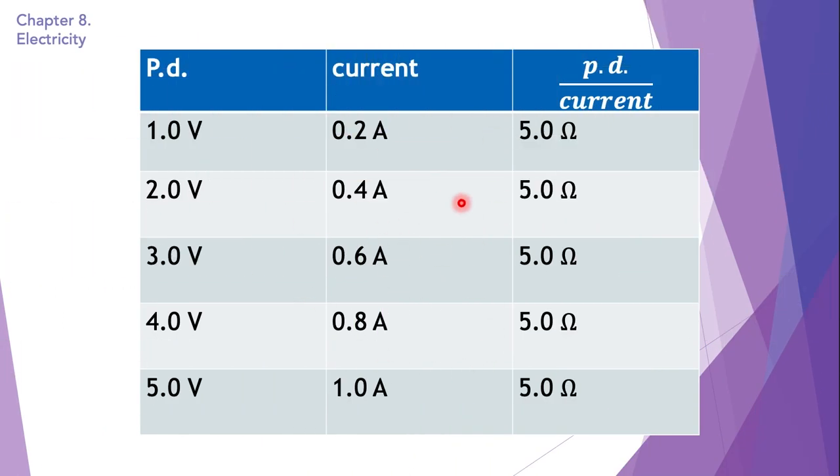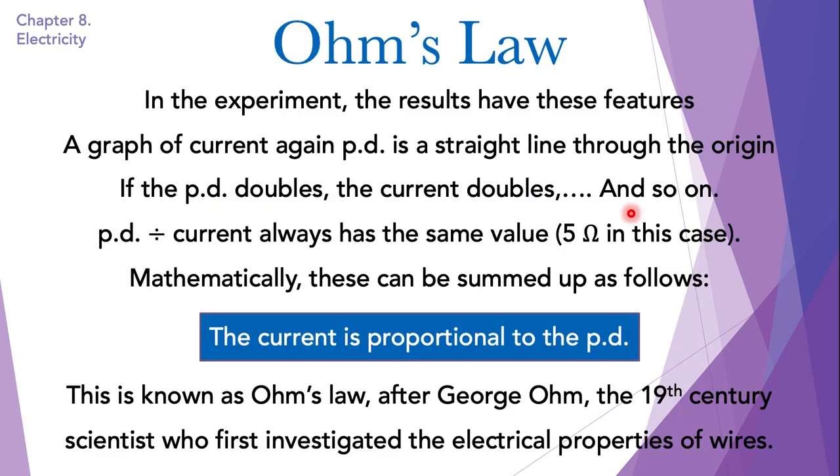From the results of the experiment, we can see that if the potential difference doubles, the current also doubles, and the resistance remains the same. So from this we can see that the current is proportional to the potential difference. It is always proportional to the potential difference. This is known as Ohm's law. So this is Ohm's law.